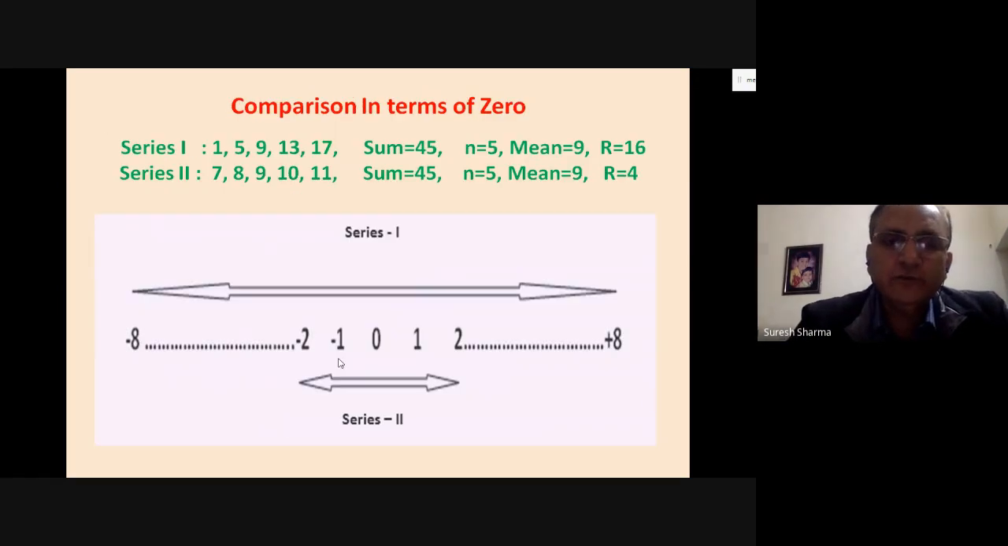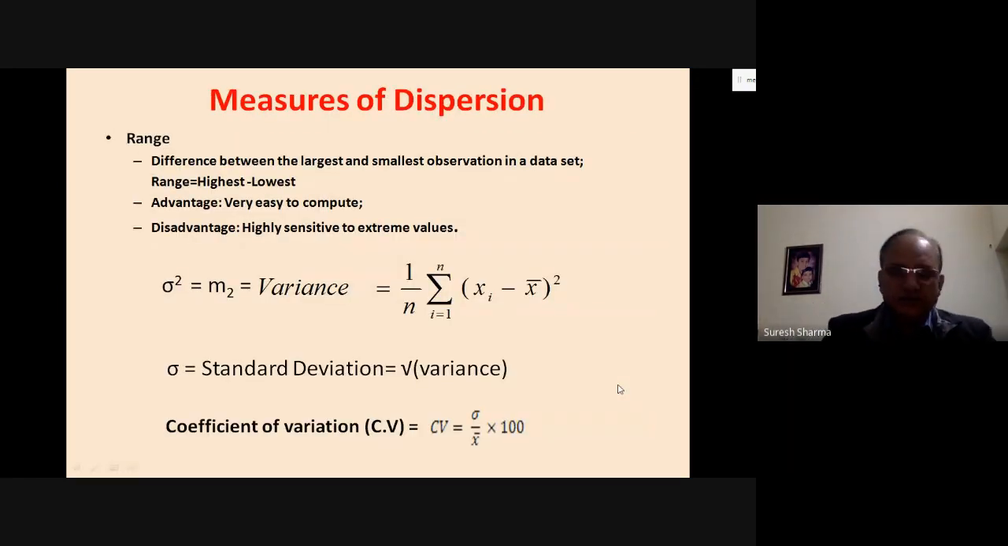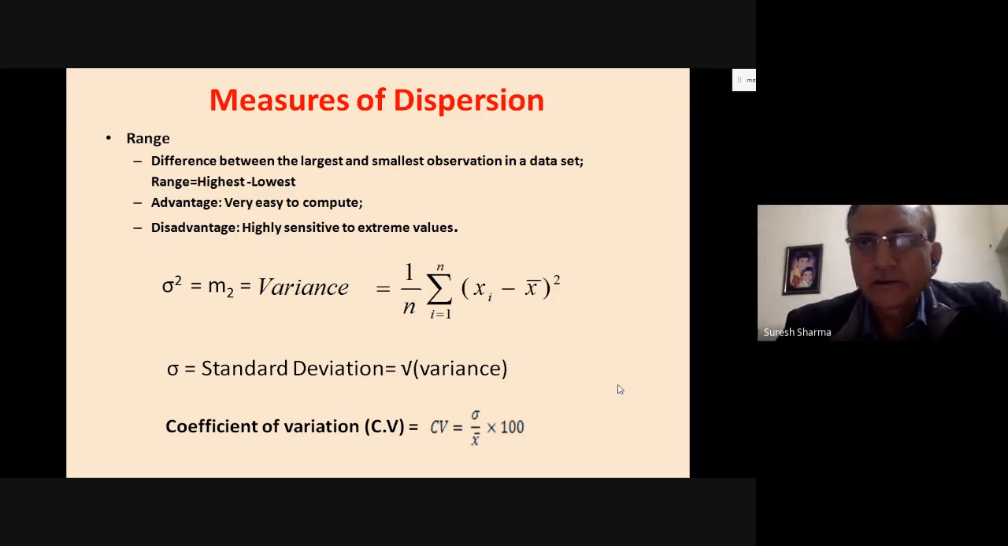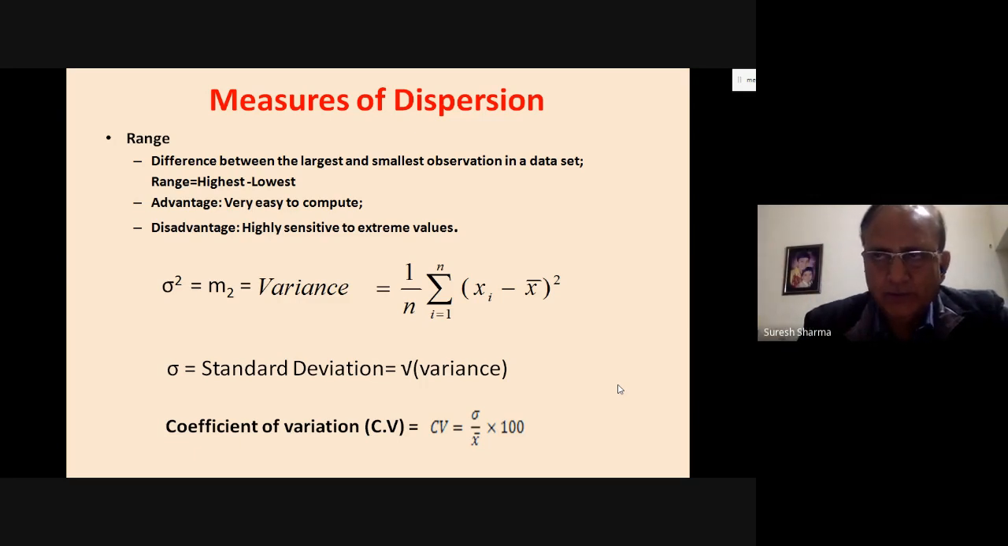Sometimes we also compute the coefficient of variation. Now, what do you mean by coefficient of variation? The coefficient of variation is to be computed whenever we want to compare series which are measured in different units. For example, let's say one variable is concerned with height, which is given in centimeters. Another variable is concerned with weight, and weight is given in kilograms.